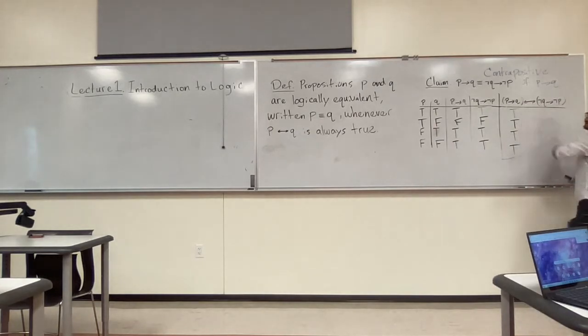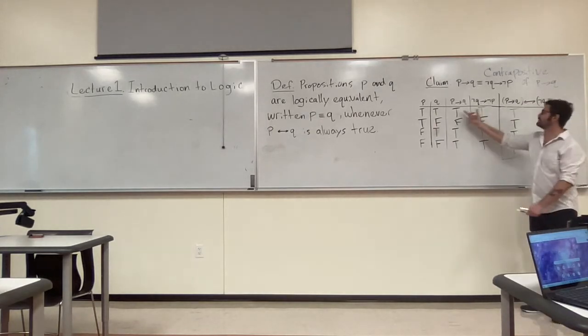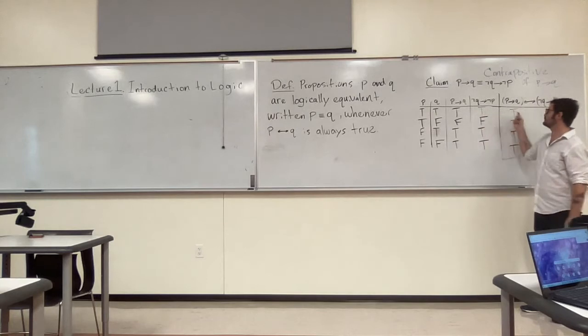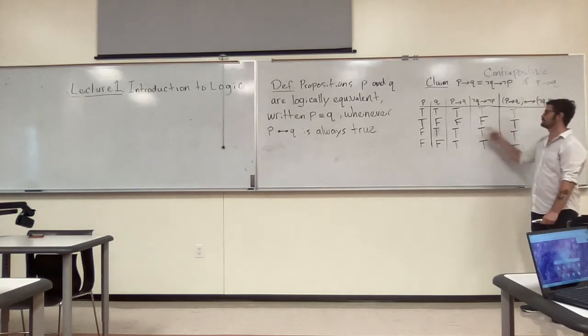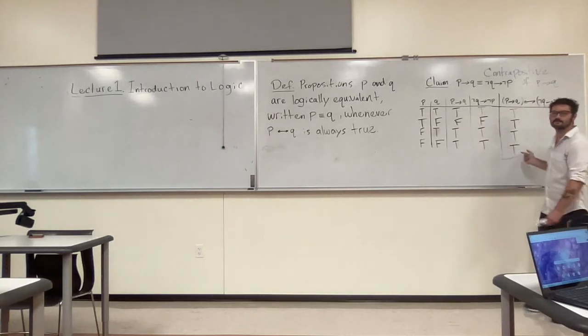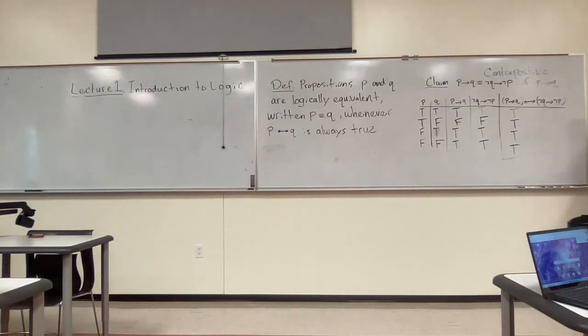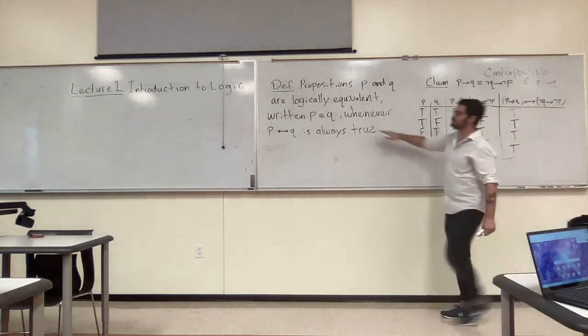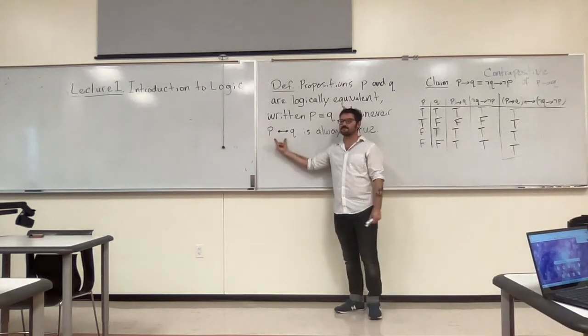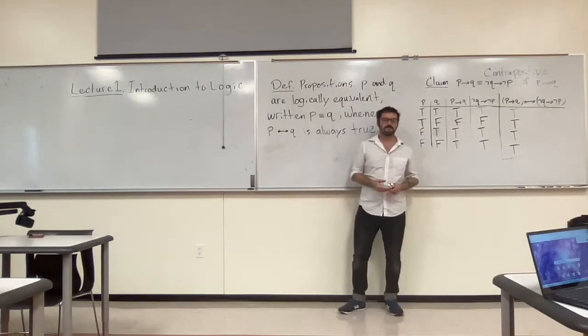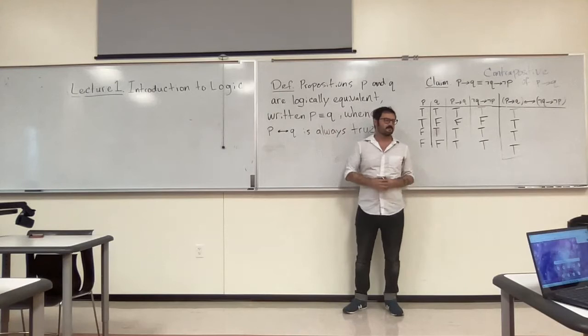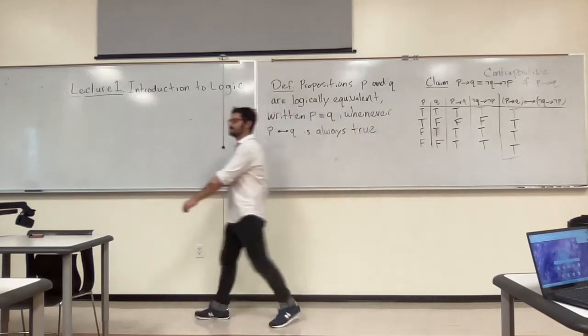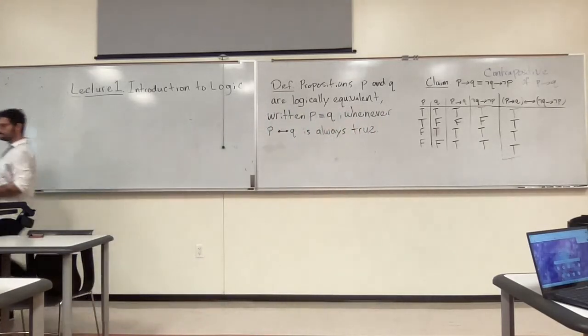Then the biconditional checks, do they have the same truth value here? They do, true. Same there, true. Same there, true. Same there, true. And this is how we define logical equivalence. When the biconditional between two propositions is always true, then we write that they're logically equivalent. So that's how we define logical equivalence with propositions.